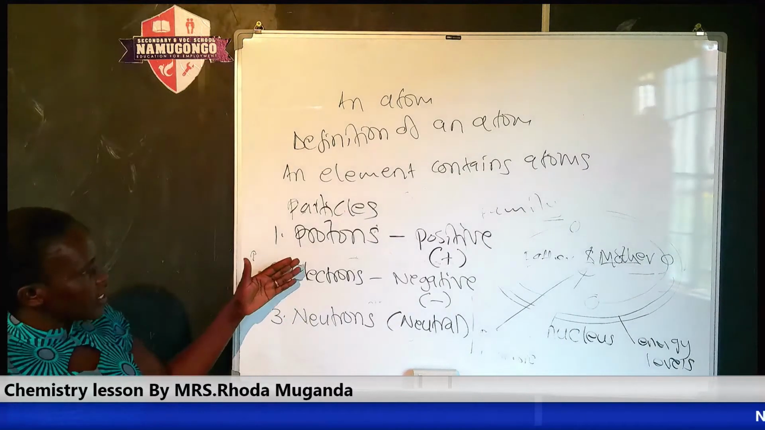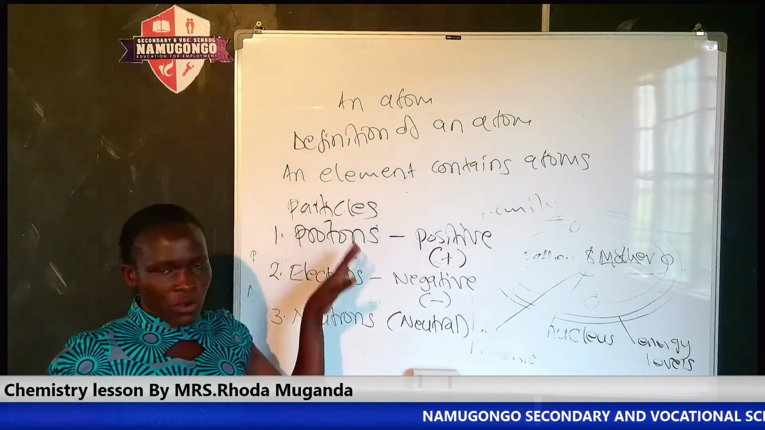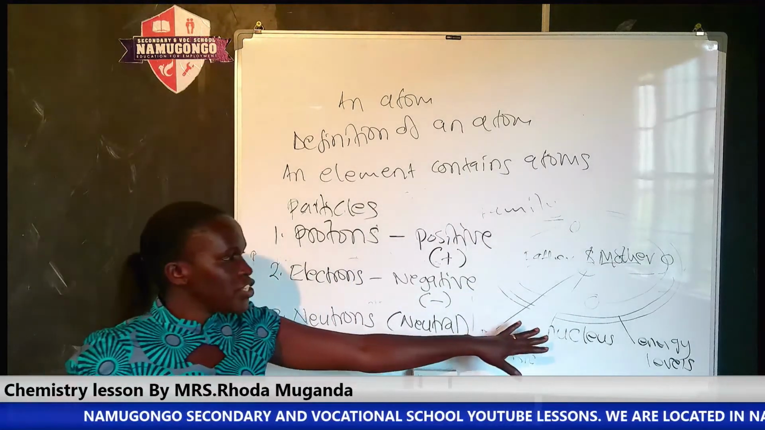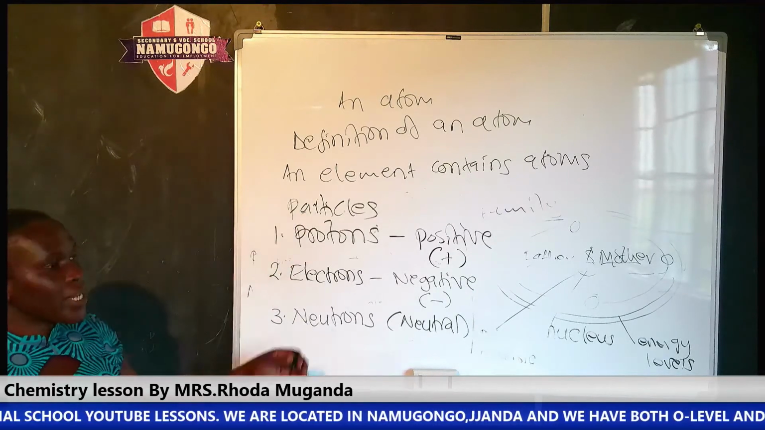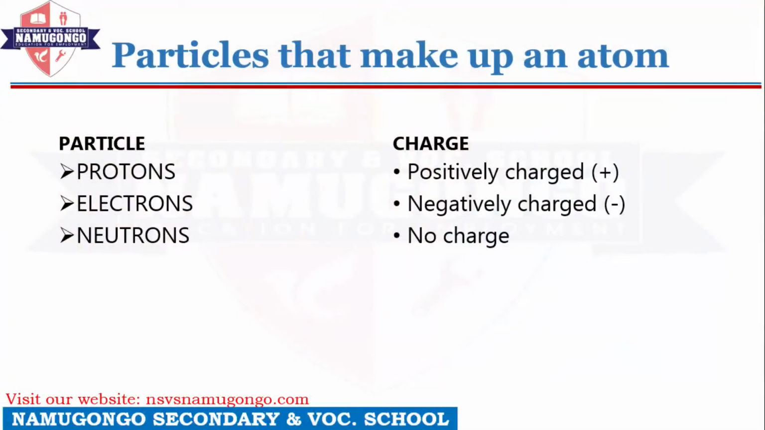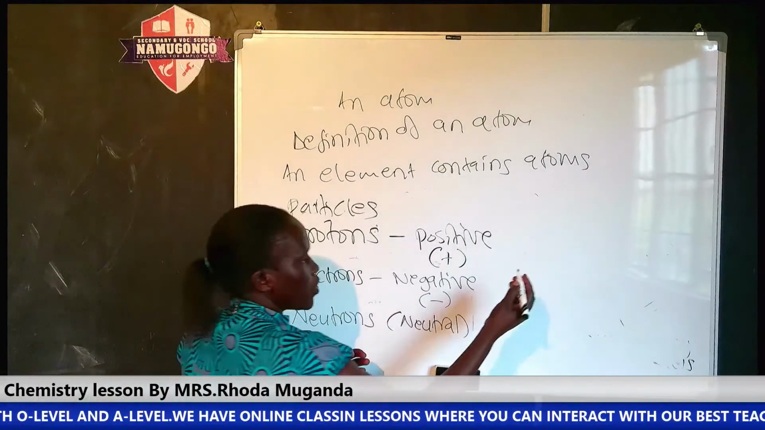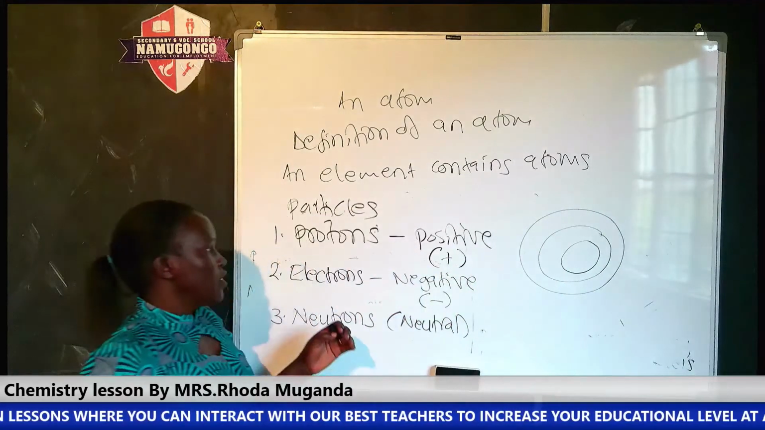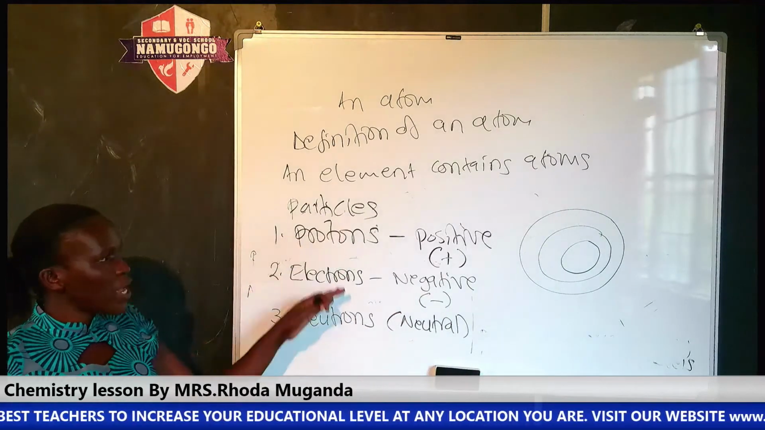So since we had already looked at the structure of an atom, we say it is spherical. In the center, it has got the nucleus, and outside it has got the energy levels, which are made up of certain particles. Now, our interest is to be able to know where we locate these particles. Okay, so we have already described the structure, and we said it has got energy levels. So these are the 3 particles: the protons, the electrons, and the neutrons. Let's see, where do we place each of them?